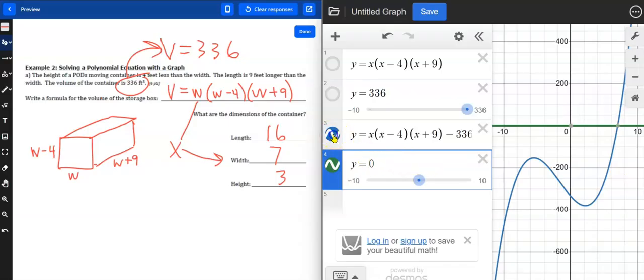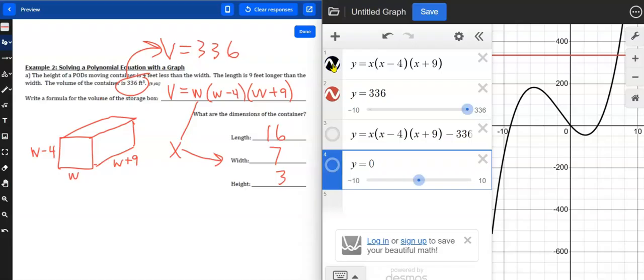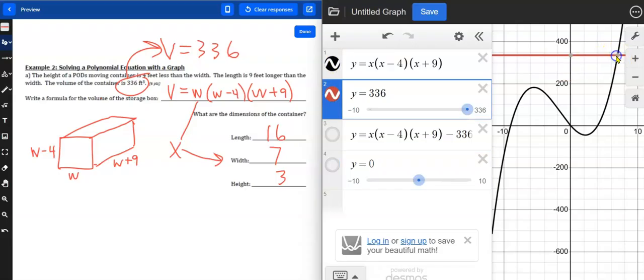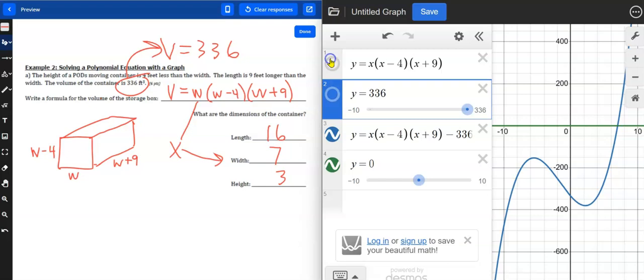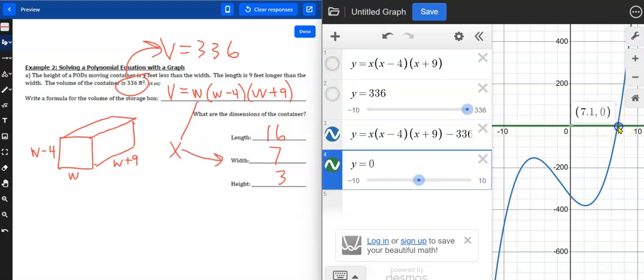So I can either put the 336 and the volume equation and see where they cross here, or drop the equation down, drop the line down, and I will get the exact same answer of 7. Two different ways to do the same thing.